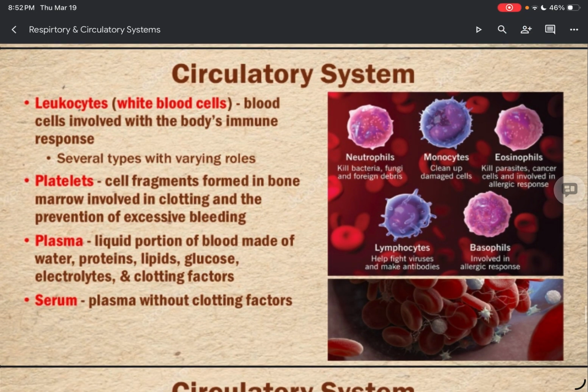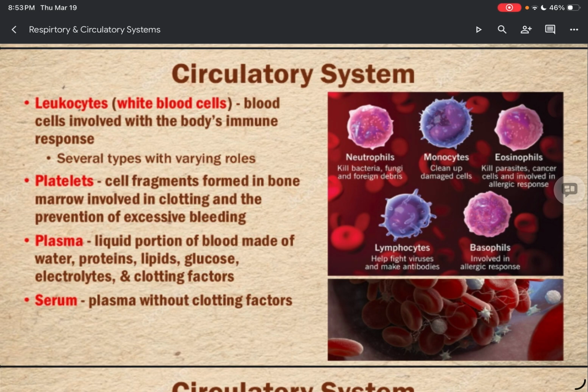On the other hand, you have your leukocytes. These are our white blood cells, or our best friends, because they're the blood cells involved in the body's immune system. And there are several types that have varying roles, but overall, they help fight off the bad guys. Our platelets are cell fragments that form in bone marrow, and they're involved in the clotting and prevention of excess bleeding. So these are the first people to the scene of a cut or a small boo-boo, and they help form scabs so that they stop the bleeding.